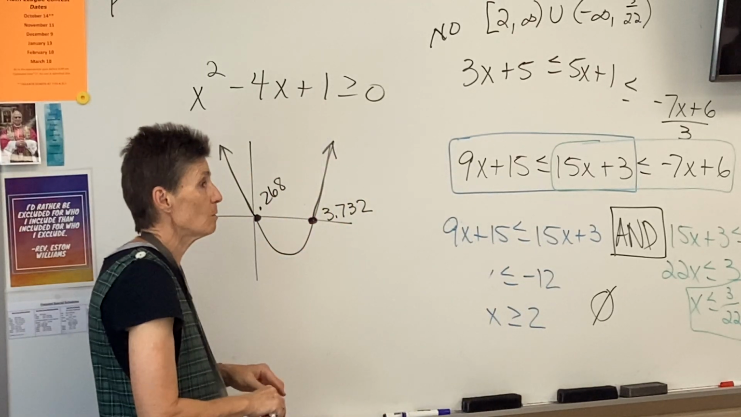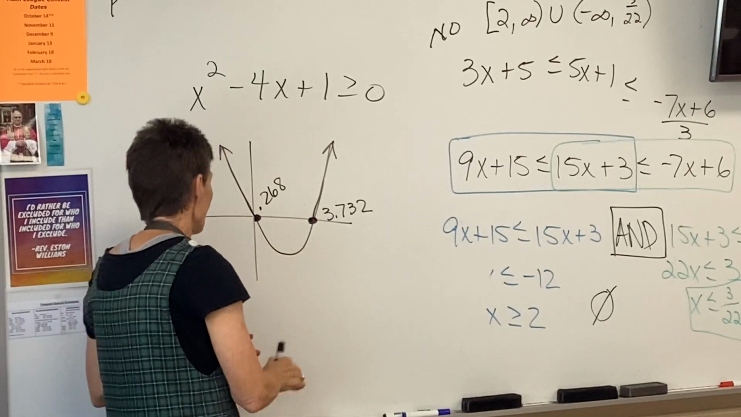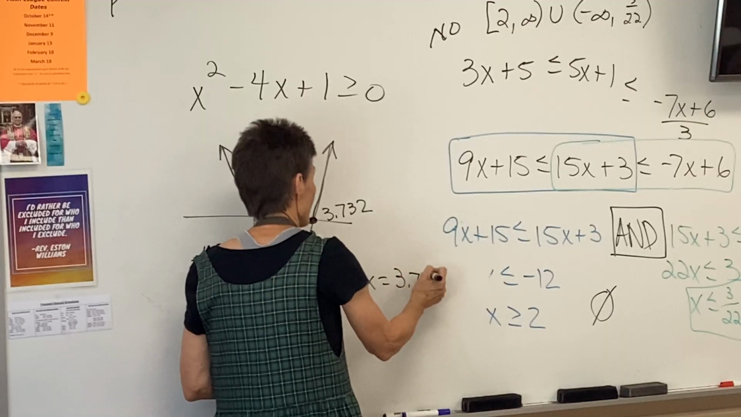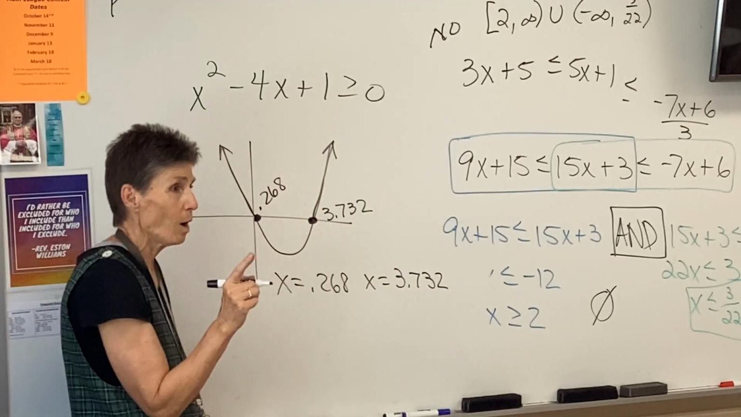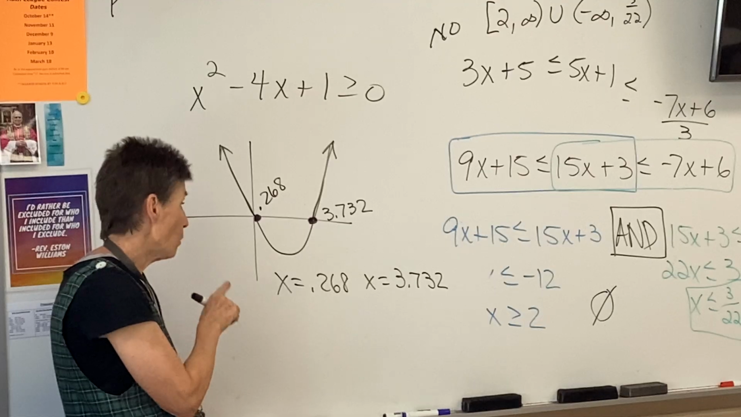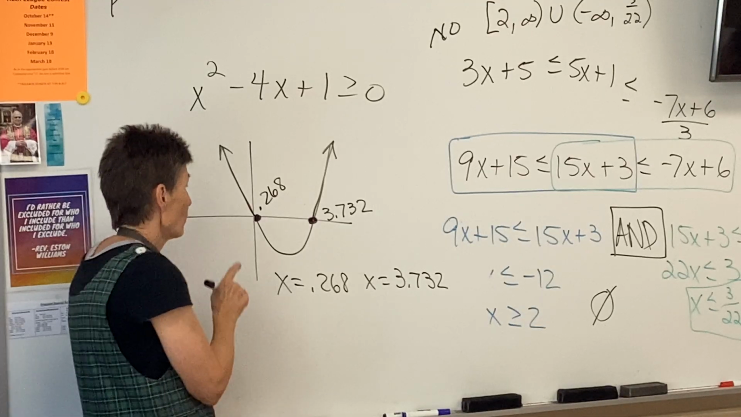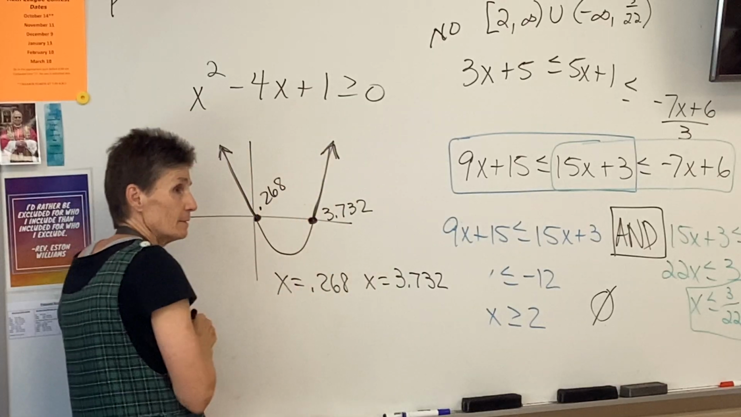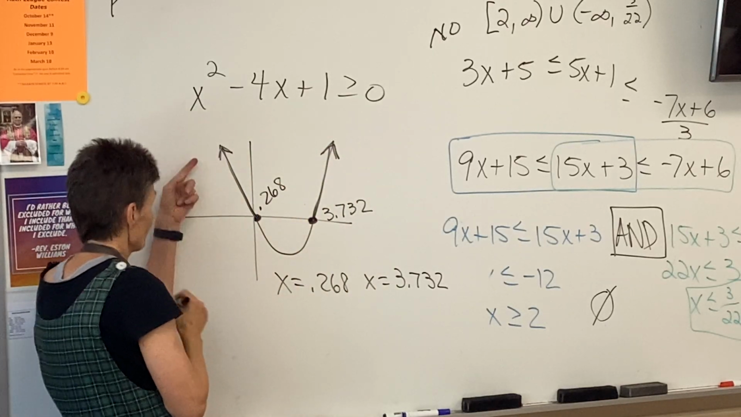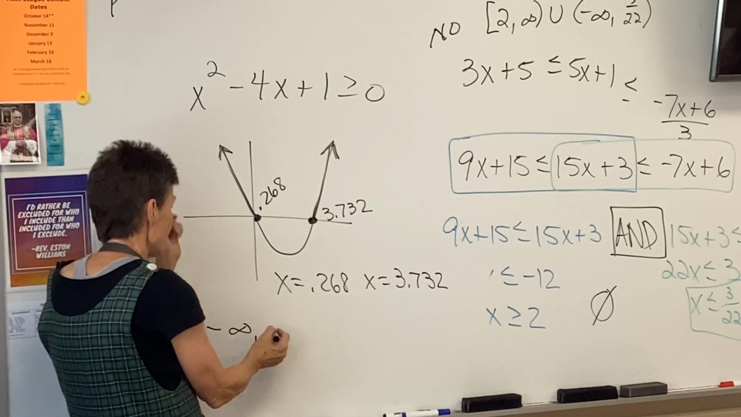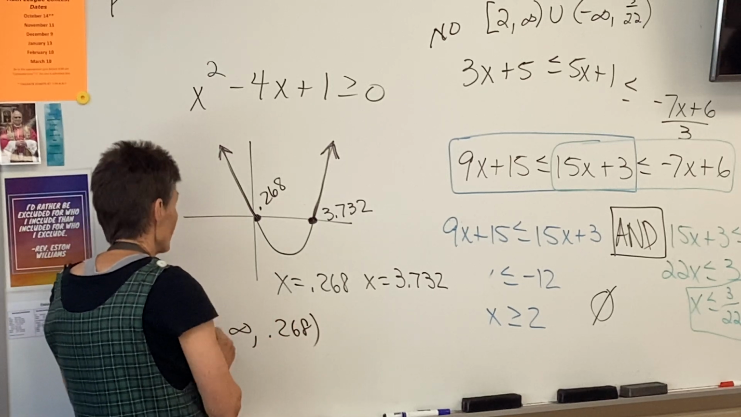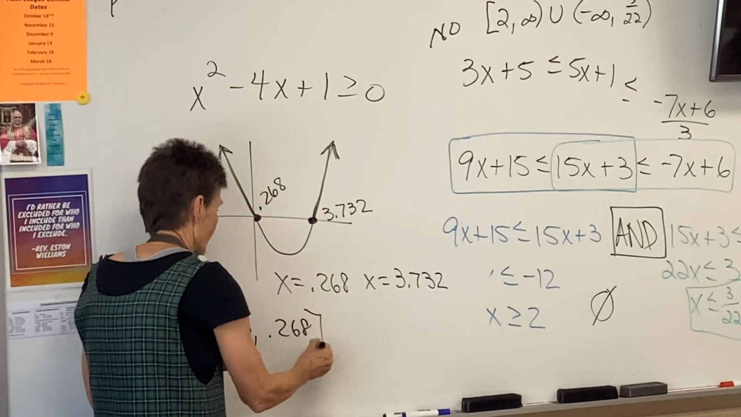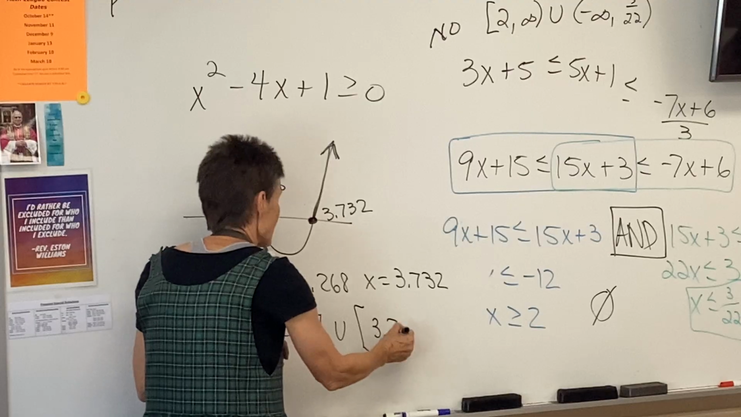A couple days ago, when we did these, you wrote down x equals .268 and x equals 3.732. But this is an inequality now, so that won't be the whole answer. I want this part of the graph and this part of the graph, right? So what am I going to write? Negative infinity to .268. Oops, I wrote closed dots. Or 3.732 to infinity.